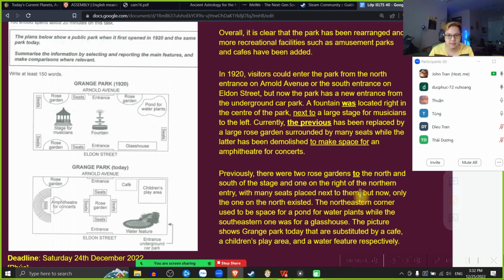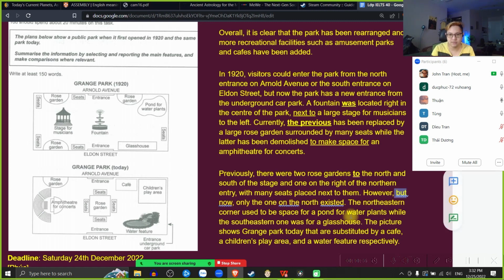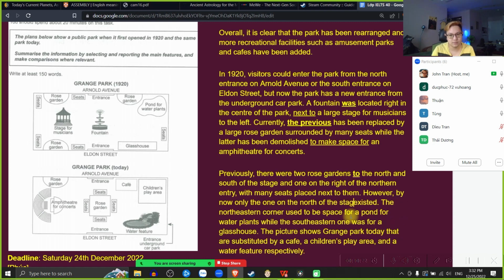So let's just say tắt này rồi đi. However, by now, cho đến hiện nay, only the one on the north of the stage exists. Cho đến hiện nay chỉ có một cái ở phía bắc của cái sàn diễn nó hiện hữu mà thôi. You have to make it clear. By now, only the one on the north of the stage exists.